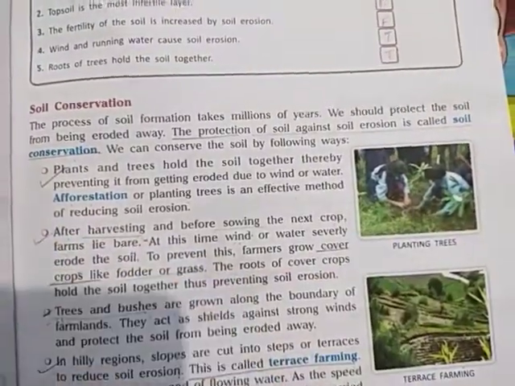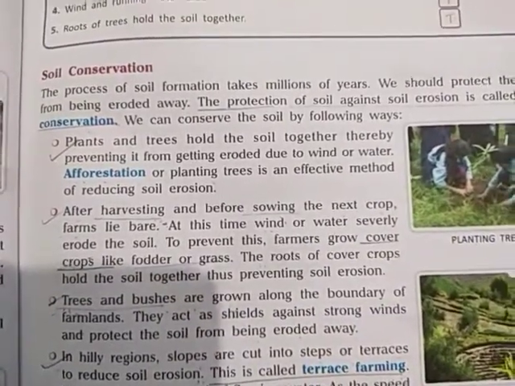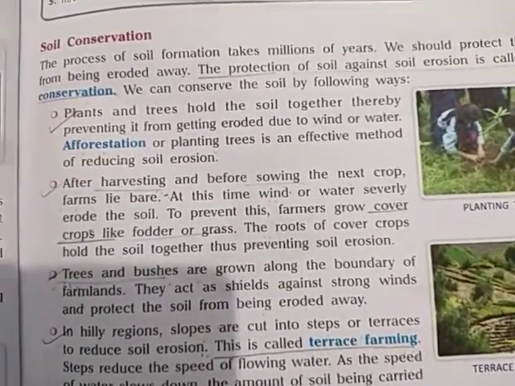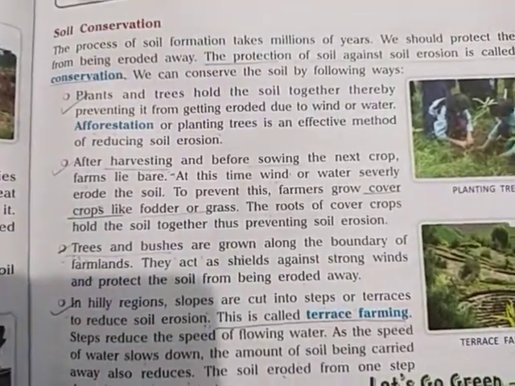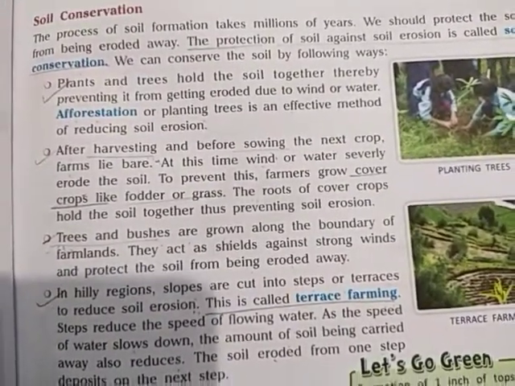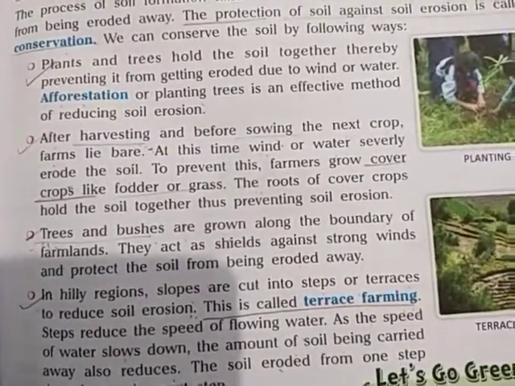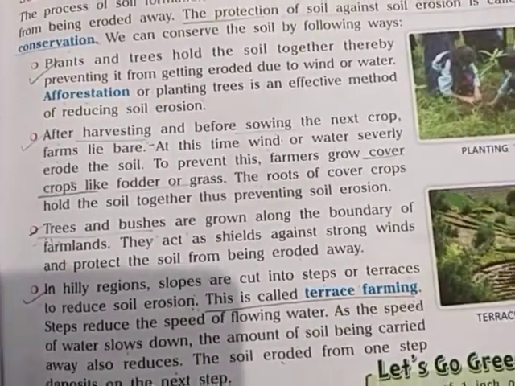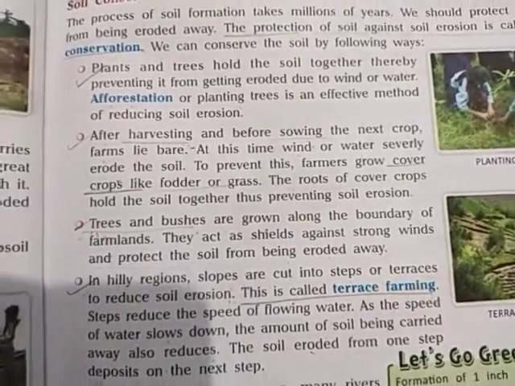The first way is plantation or afforestation. By planting more and more trees, we can reduce the erosion of the fertile layer. Now the next is, when the land or the farms are bare, there must be covering crops, because grasses are covering crops. The roots of these grasses hold the soil, and thus they prevent soil erosion. So covering crops must be grown in the bare farm.